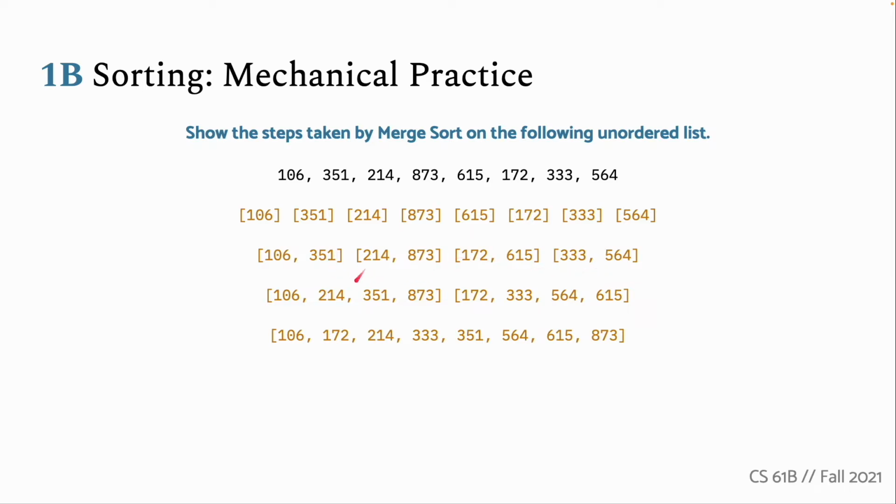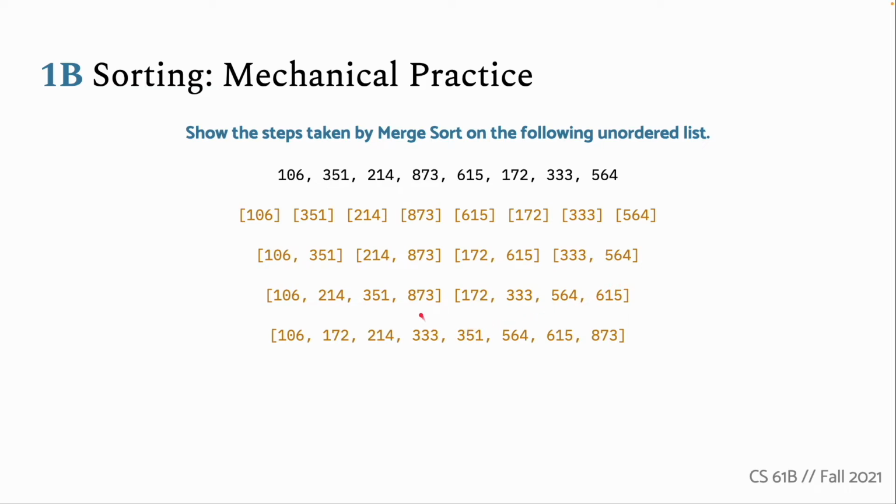Now these two segments are going to merge together, so 106 is smaller than 214, so that's going to go here first. But 214 is smaller than 351, so that's going to be the second element. 351 is smaller than 873, so 351 goes as the third element, and then all that's left is to put 873 in its place at the end. Next, we're going to do these two together. So 172 is smaller than 333, so 172 goes here first, but 333 is smaller than 615, so that goes here. 564 is also smaller than 615, so that goes next. And all that's left is put 615 at the end.